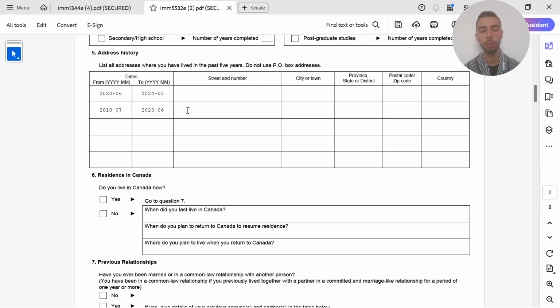Even if you went back to your parents' home, you enter what was in between here. You leave no gap. So this one ends in July. This one starts in July, ends in June here. This one must start in June. All right. And you enter all the details, the city or town. If you don't have a postal code or a province, you leave it blank, but you enter the country.